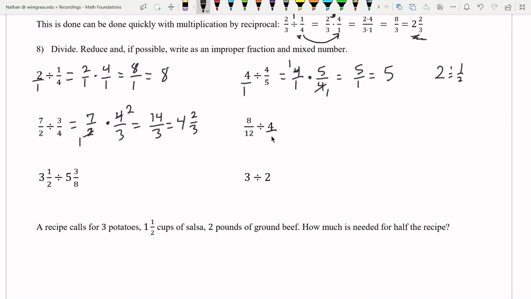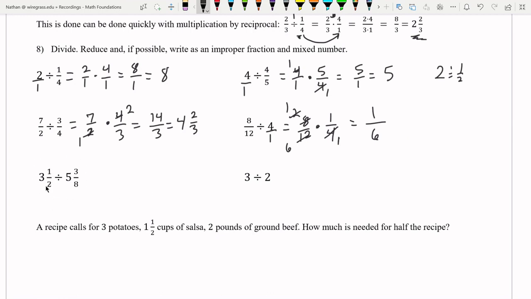Okay, 4 is 4 over 1. So I'm going to multiply by the reciprocal of 4, which is 1 over 4. And then I can cross cancel. 8 divided by 4 is 2. 4 divided by 4 is 1. I can also reduce here, right? 2 and 12, I can divide by 2 and divide this by 2. That gives me 6. 1 times 1 is 1. 6 times 1 is 6. I get 1/6.